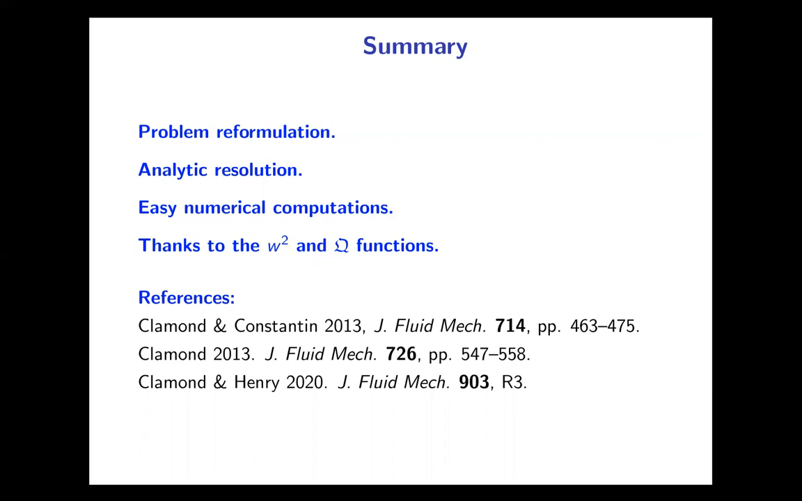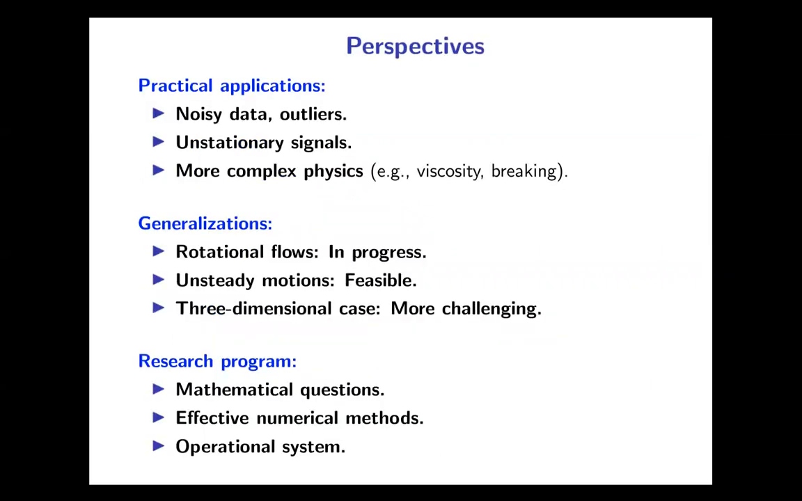But not only that. Instead of dealing with what apparently seems natural, the complex velocity, we dealt with the velocity square and the Q function. So that was a simplification brought by these functions. So now let's look at the perspectives and what can be done from that.